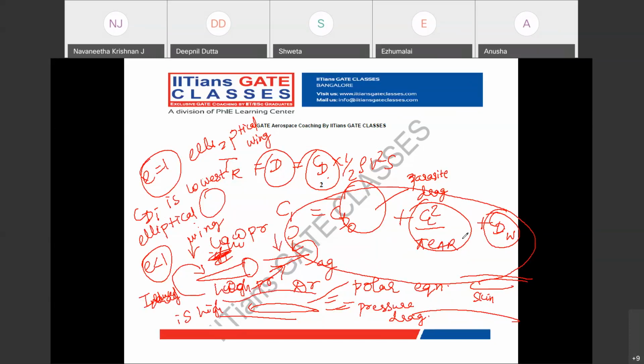Now, the next parameter is aspect ratio. Whenever aspect ratio is higher, induced drag is lowest. When aspect ratio increases, induced drag decreases. If aspect ratio is equal to infinity, that means it is just a 2D aerofoil. If it is a 2D aerofoil, induced drag coefficient will be 0.